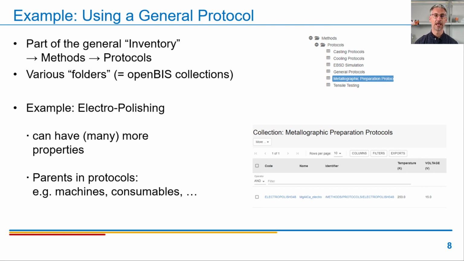Of course, here we only have very few properties, and as in OpenBIS we can use parent-child relationships. So for example, this electropolishing protocol can link to, say, the machines that we apply this protocol with, like the actual device that does the electropolishing, or if we need any consumables in the process, we can link those as well.